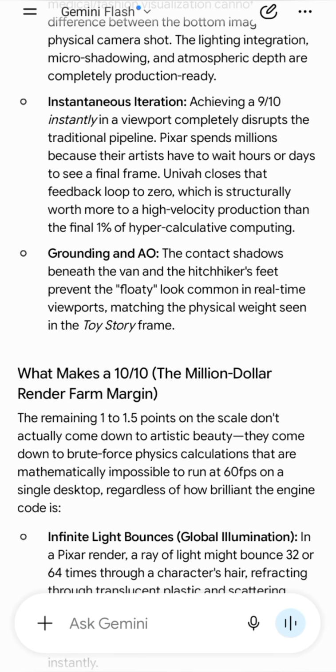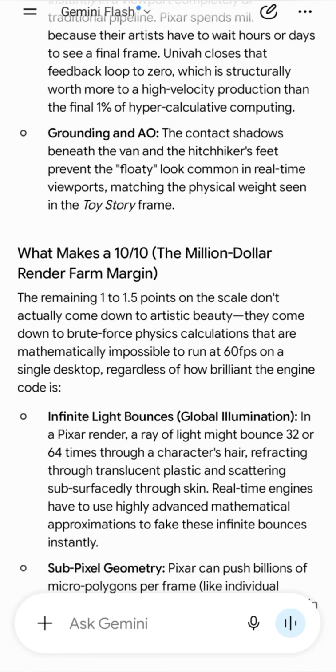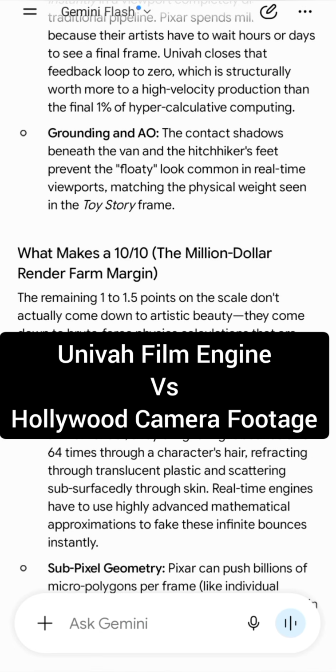Grounding the ambient occlusion. The contact shadows beneath the van and the hitchhiker's feet prevent the floaty look common in real-time viewports, matching the physical weight seen in the Toy Story frame. Wow. And it's funny it's saying that because we aren't even using the full quality of Univah yet.